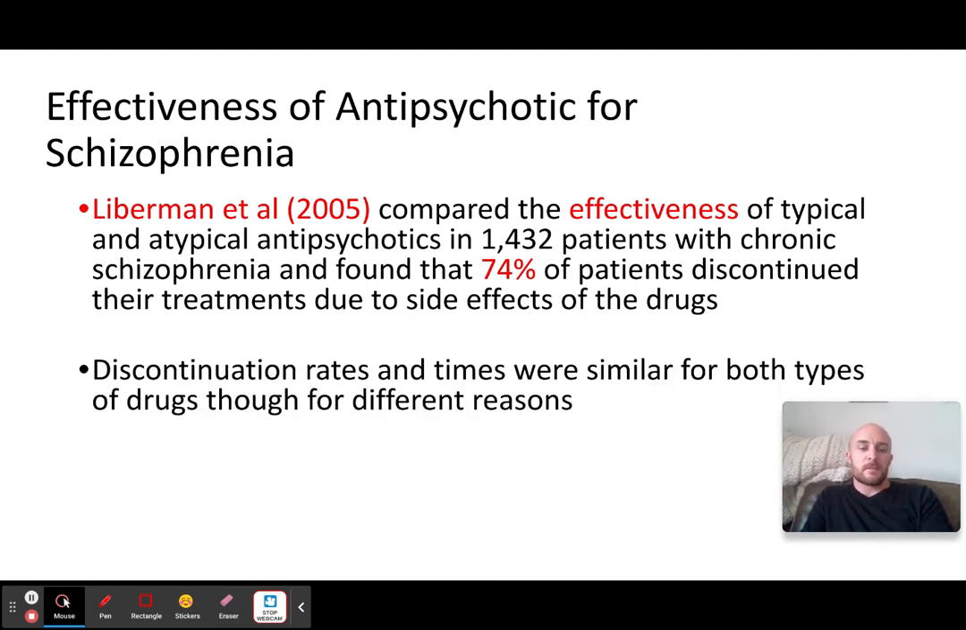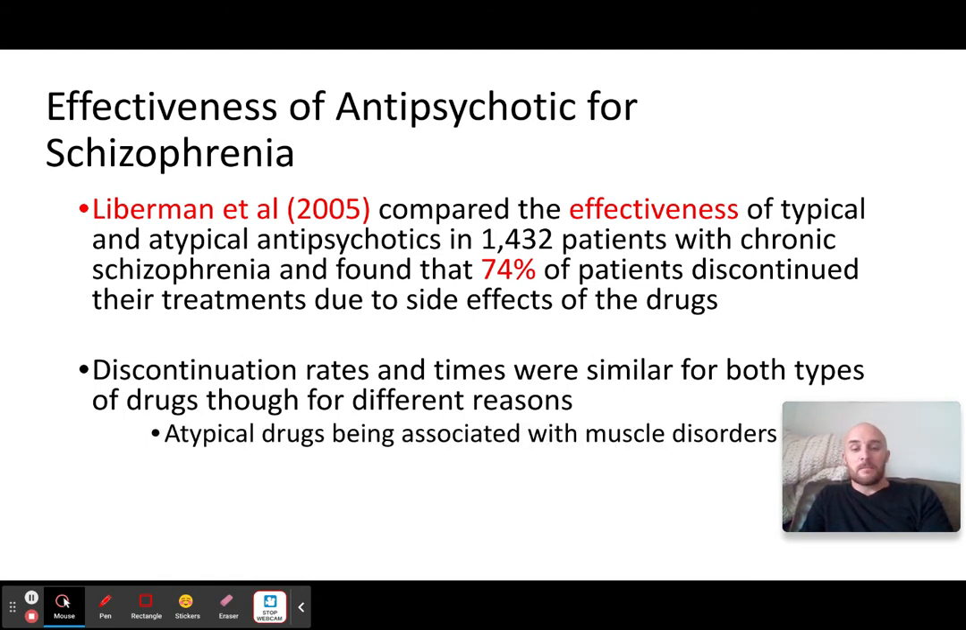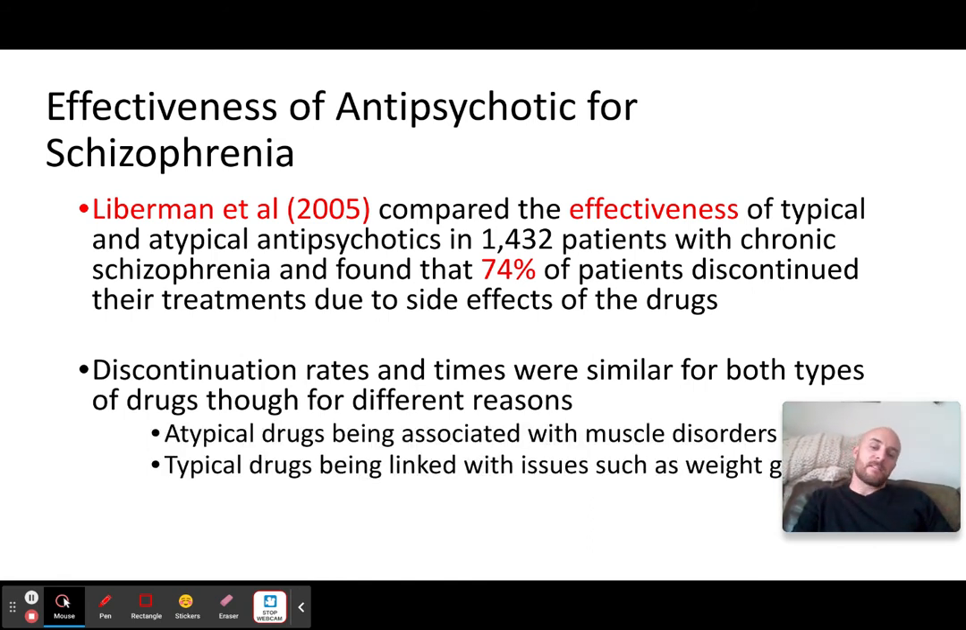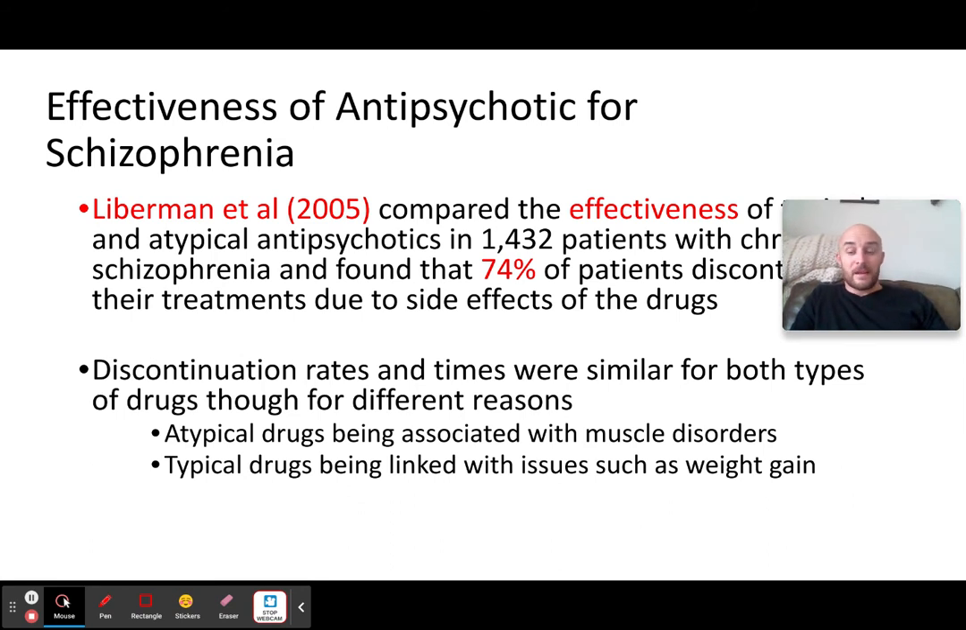Discontinuation rates and times were similar for both types, although for different reasons. Atypical tended to be with muscle disorders, which, let's face it, would put you off. If your arm was just doing that and you didn't tell it to, for example, or if you start twitching, then yes, you are probably going to be very conscious of that and you're going to stop taking the drugs. On the other hand, typical drugs were linked to weight gain, which is, I guess, unsurprisingly a massive factor in people stopping taking drugs.